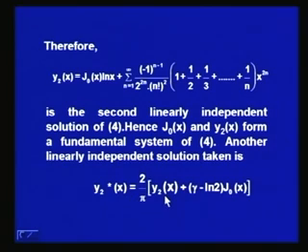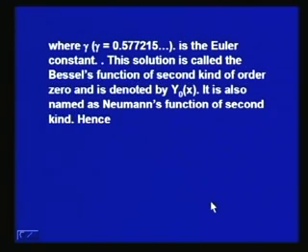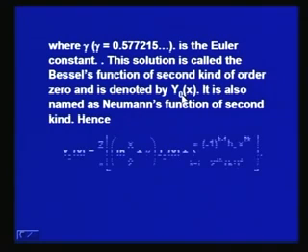This is a linear combination of the functions J0(x) and y2(x), which we have seen are solutions of the Bessel's equation already. So, it is also a solution of the Bessel's equation, and clearly it is independent of J0(x). So, it may also be taken as the second linearly independent solution of Bessel's equation. Here gamma is equal to 0.577215 and so on, and is called the Euler's constant. This solution is called the Bessel's function of second kind of order 0 and is denoted by Y0(x). We also call it Neumann's function of second kind.